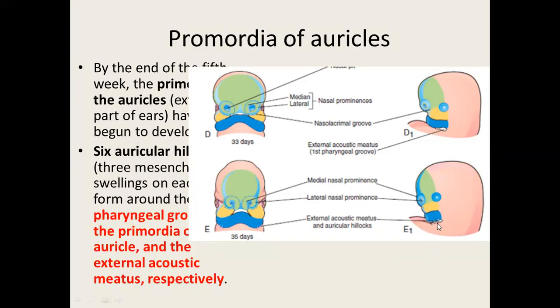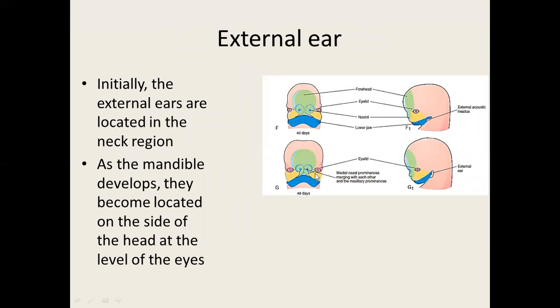So a pair of six auricular hillocks will appear on each side. How is the external ear formed? The fusion of these auricular hillocks will give rise to the external ear, and with the development of the mandibular prominence and the cheek, it will cause the ascending of this external ear to the level of the eyes. Earlier, the ears were located in the neck region, and with the development of the maxillary and the mandibular prominence, they will ascend up into the head region at the level of eyes. That is why they ascend upwards.